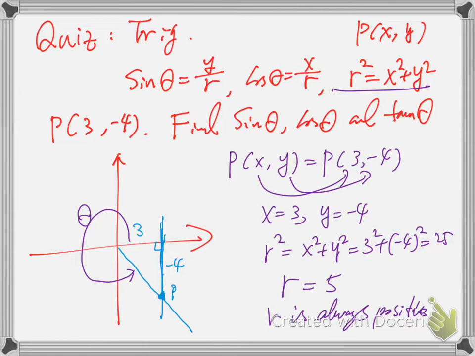R is the distance from P to 0, so it's always positive. If you try to find x and y, you have to take positive and negative square roots, but r is always positive, so r is 5. Now what is sine theta? Sine theta is y over r, so it's -4 over 5. Cosine is x over r, so it's 3 over 5. And tangent is y over x, which is -4 over 3. So that's our first example.